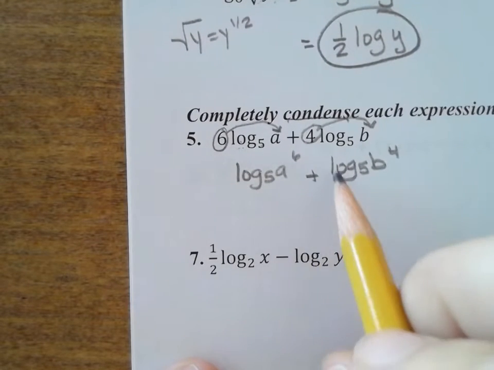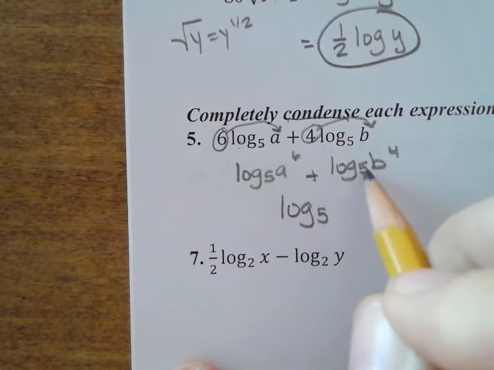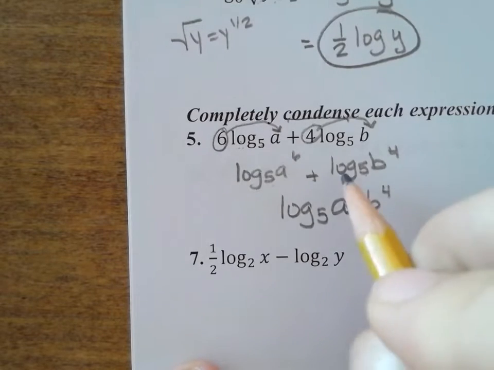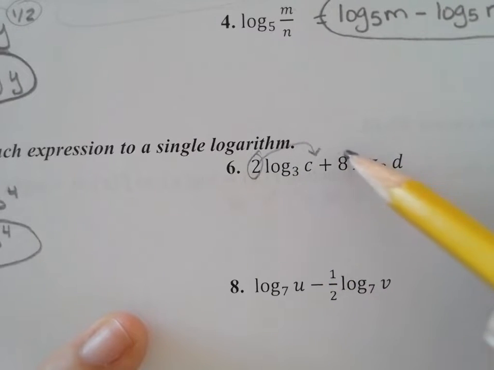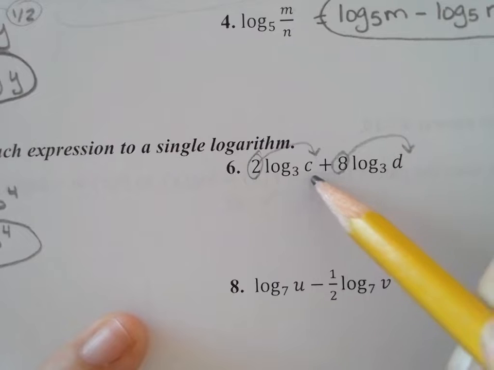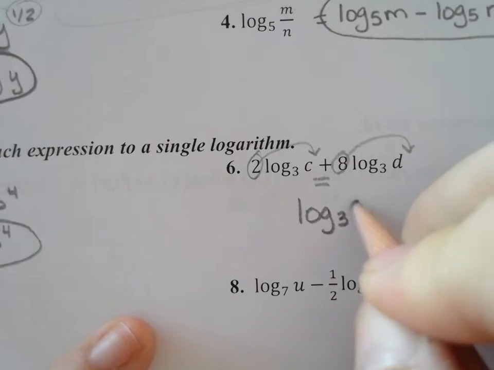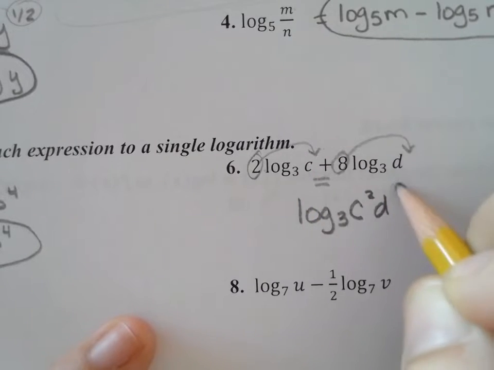And since we're adding, my final step to condense these would be log base 5, since these have the same base, of A to the 6th, B to the 4th. Over here, again, I'm going to take this and I'm going to put it back as an exponent. I'm adding, so I'm using product rule. So final answer is log base 3 of C squared D to the 8th.